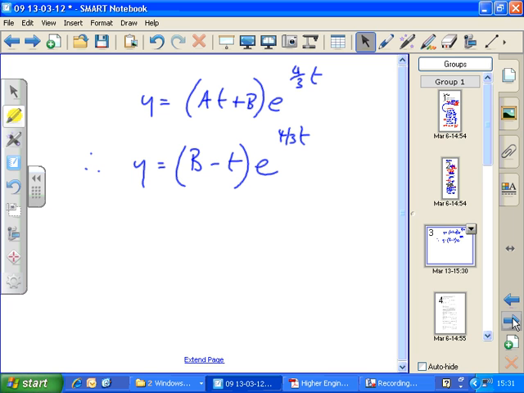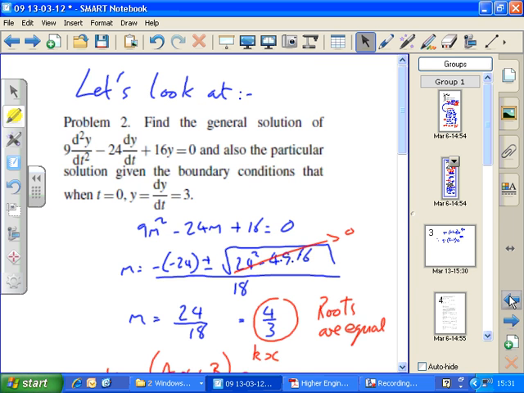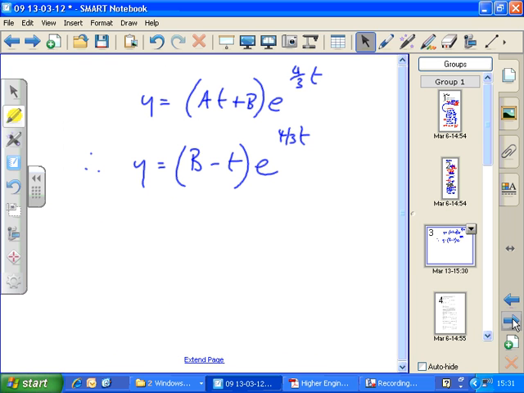Oops, what's b? 3, isn't it? Yeah, b equals 3. So 3 minus t, e to the 4/3 t, because a equals minus 1 and b equals 3. So that's the particular solution.